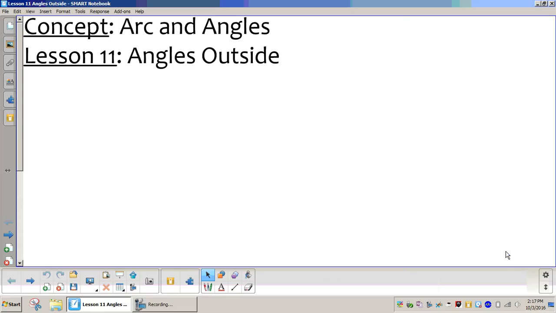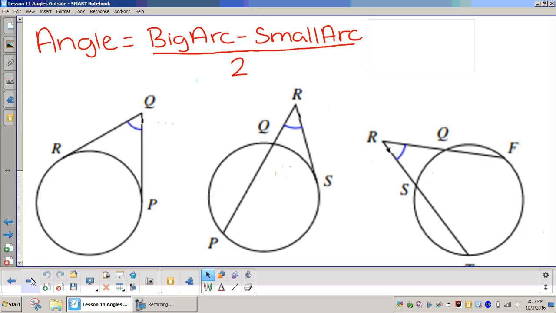Hey, so we're going to talk a little bit more about angles and how they're formed in circles. Here I have three different circles and three different types of lines, and they're all going to interact the same way. And here's a formula I have.